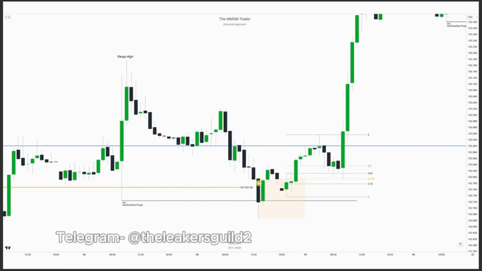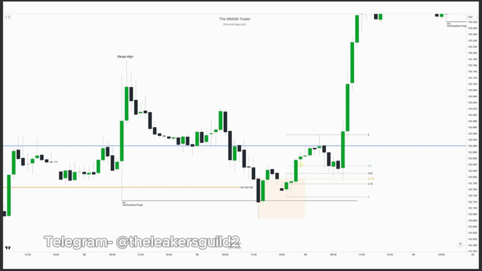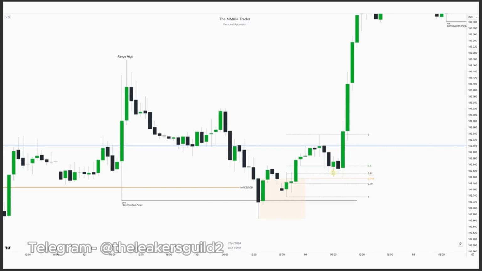Then what forms? A high probability order block, right? Because it is a purge of a low, and then we can see a push up above it. And now we've got that 50% to 62% retracement level is also a POI where you can take longs from.